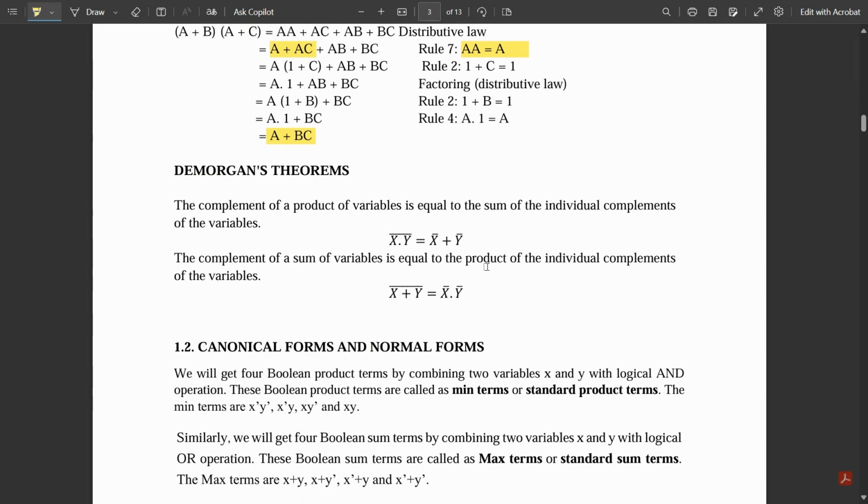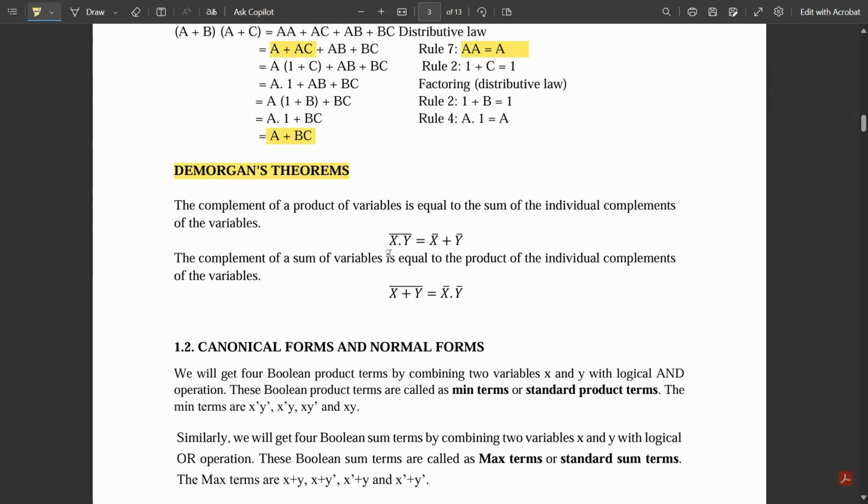Okay. Now let us get to the De Morgan's theorem. Again, this is not in your syllabus. I'm just saying this for you guys to recall. There are two important rules for De Morgan's theorem. The first rule says that the complement of a product of variables is equal to the sum of the individual complements.